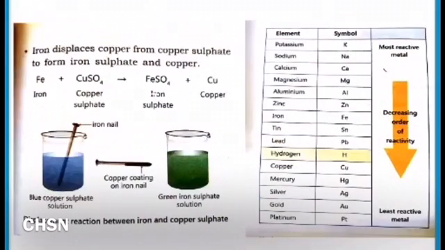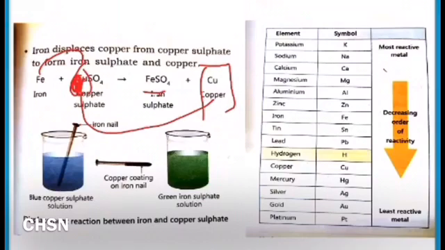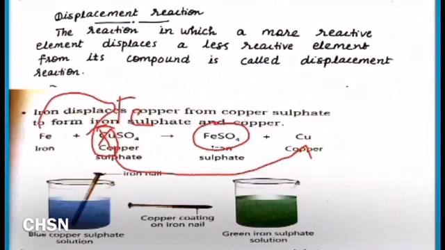We have iron displacing copper from copper sulfate. That means iron takes the position of copper in copper sulfate. So copper lost its position. Instead of copper, who will now occupy the position? Iron. So the product will be FeSO4, and this displaced copper will be in the form of pure copper, or pure metal. So this type of reaction is called a displacement reaction. That is, one atom displaces another atom. Here copper is displaced by iron, or in other words, iron displaces copper, and instead of copper, iron comes, that is FeSO4. So this type of reaction is called a displacement reaction.